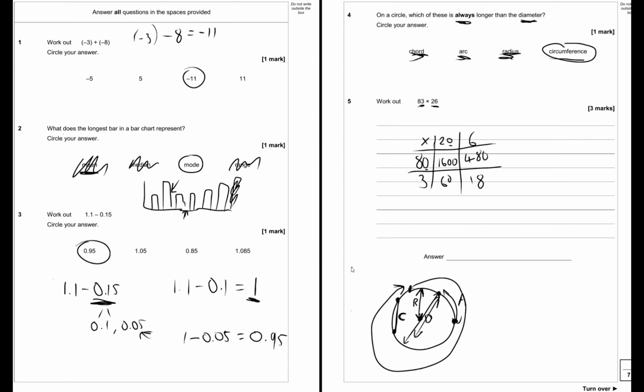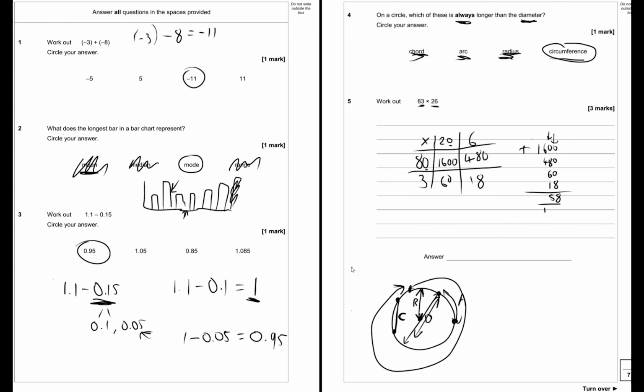Okay, and now we just need to add these together. So we're going to do 1600 plus 480 plus 60 plus 18. So add the columns, so you're going to get 8. Add the columns here, so you've got 8 plus 6 plus 1, you're going to get 15. Carry the 1.